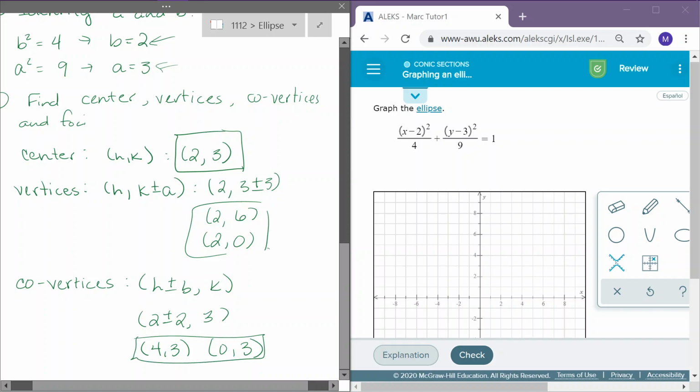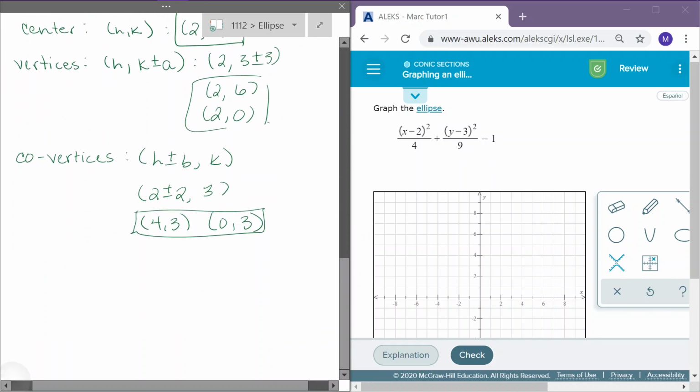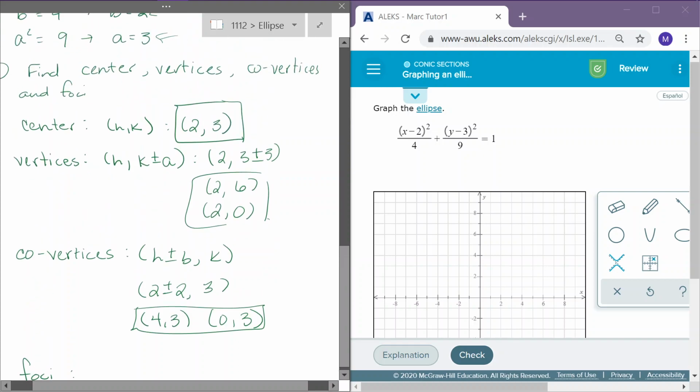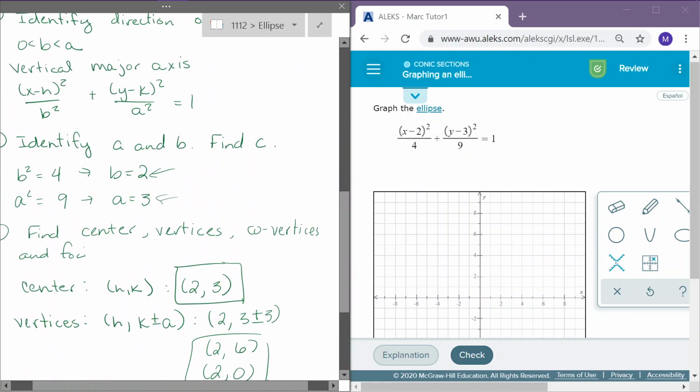Let me just put boxes around the information that we need. And then our foci. To do this, we need to find our c, which I neglected to do above. So c² equals a² minus b². So we have c² equals 9 minus 4. So c is going to be the square root of 5.